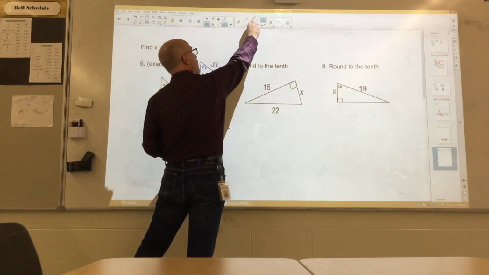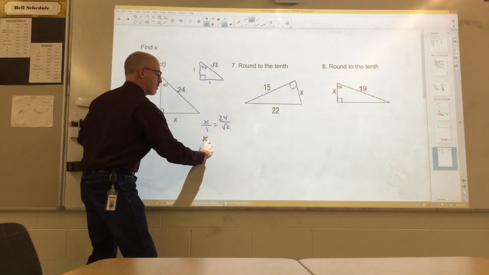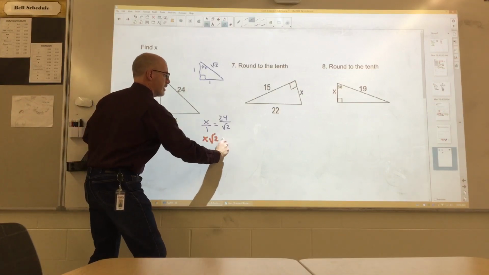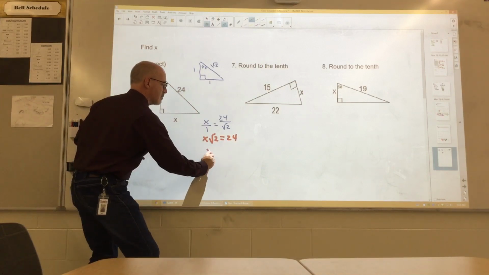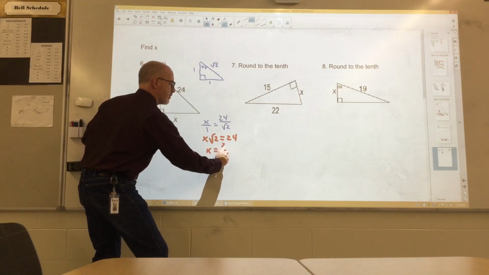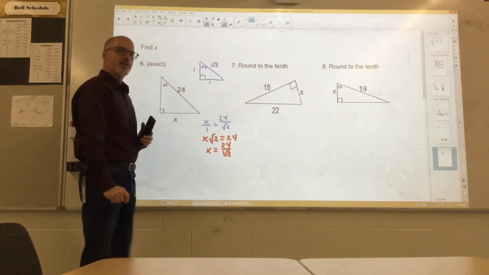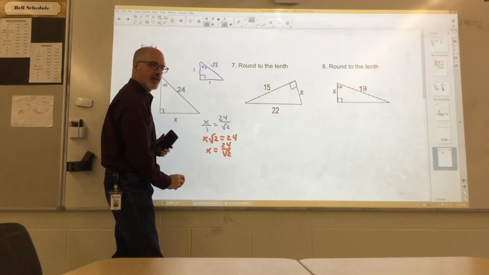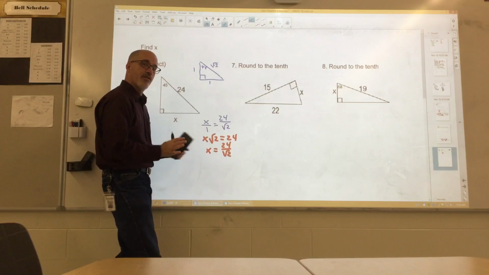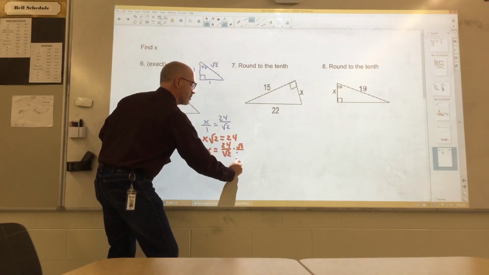So now when I solve that, I do my cross multiplication. So x square roots of 2 equals 24 times 1. Divide both sides by the square root of 2. You get 24 over the square root of 2. Practice our algebra: what we want to do is not have a square root in the denominator. So to get it in a different form, but the same answer, multiply by the square root of 2 over the square root of 2.